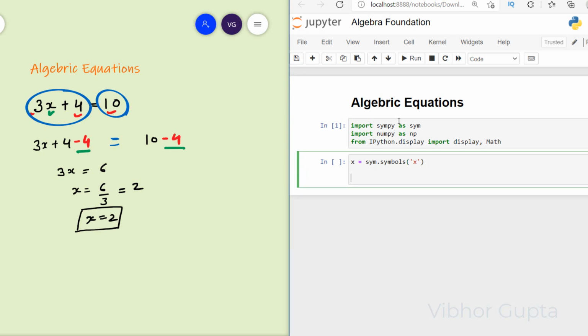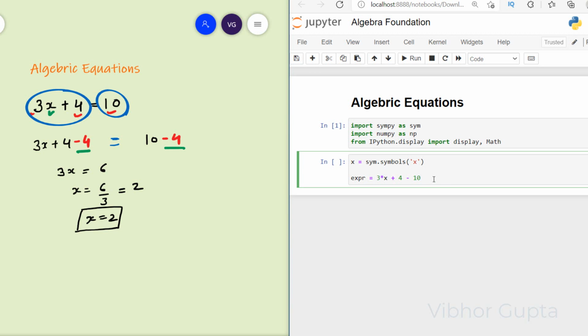Now let's define this expression. I'll say expression equals 3 into x plus 4 minus 10. So you can think of this equation like this, equals 0. So 3x plus 4 equals 10. However, in SymPy, we want to consider this to be a homogeneous equation. So I will subtract 10, so basically implicitly we are setting this equation equal to 0 like this.